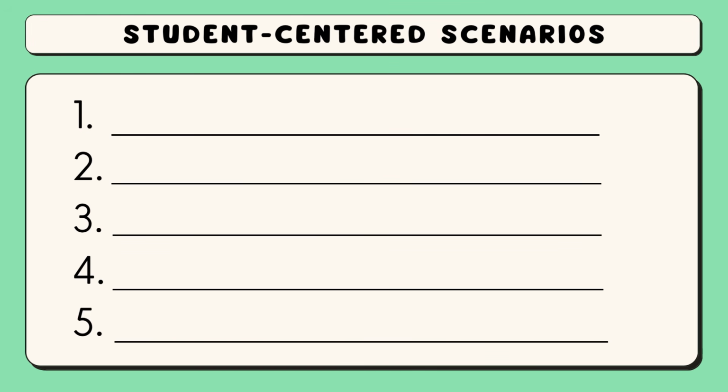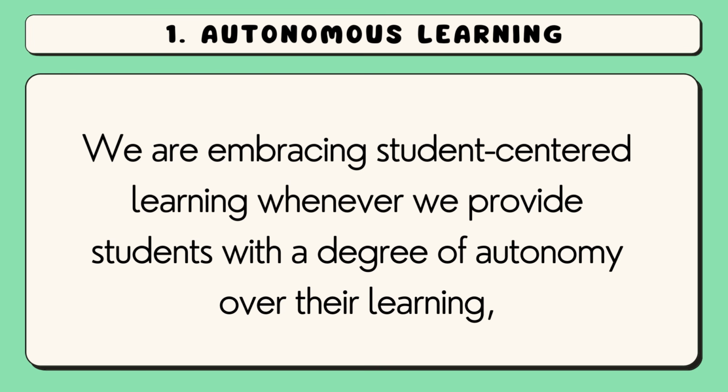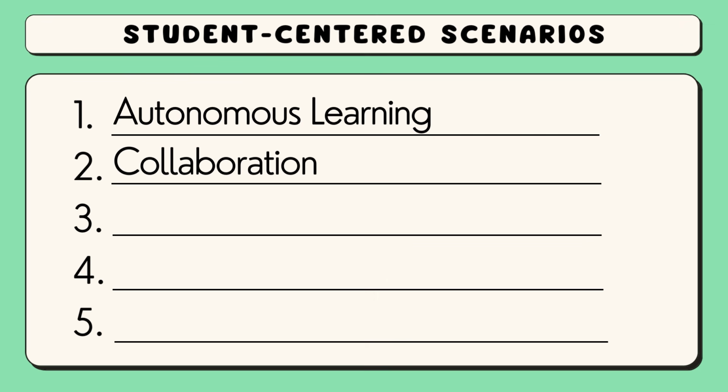Common student-centered learning scenarios can include: 1. Encouraging autonomous learning. We are embracing student-centered learning whenever we provide students with a degree of autonomy over their learning, for example, by allowing them to choose topics, projects, and activities that interest them.